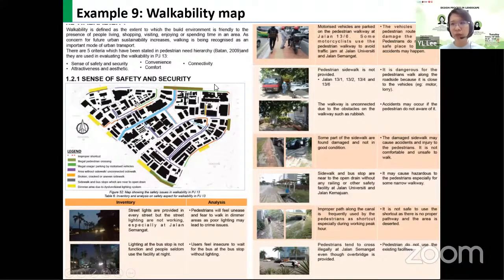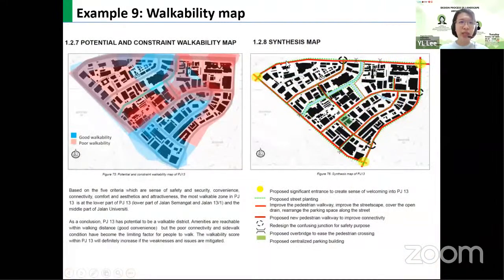Always transform the data onto the map, not only in writing. Of course, this one I just took as part of the report, but for us, when you do a design, the most important thing is the map. So as usual, students can come up with the potential and constraint map, they can analyze, and with the synthesis, the suggestion does not always come just in writing or text, saying I want to propose this. You can show it on the map. I think you know this.